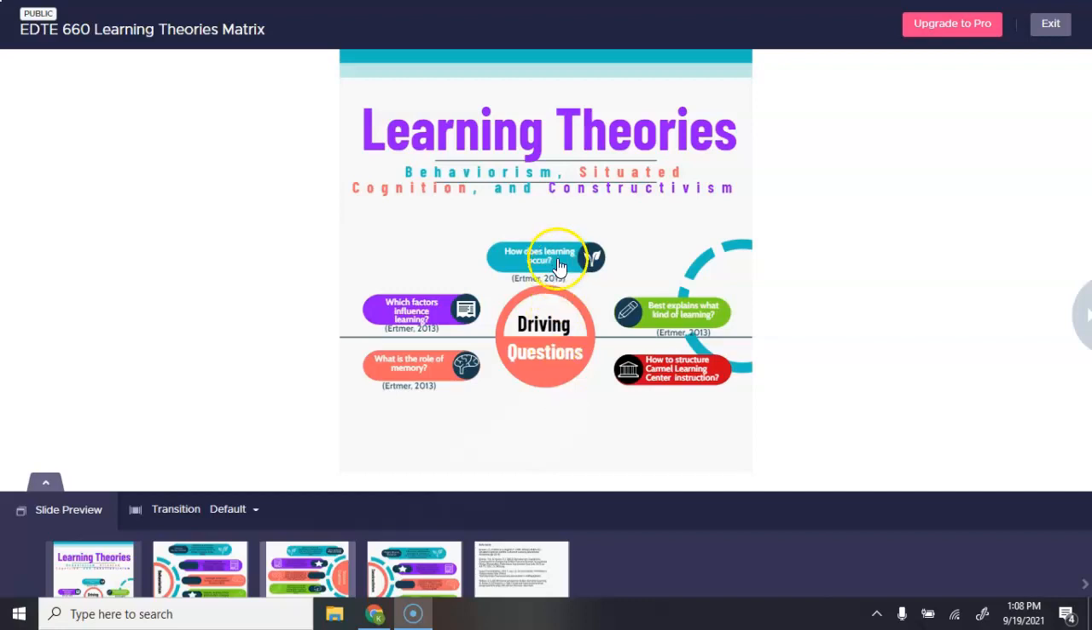Those questions are: how does learning occur? Which factors influence learning? What is the role of memory? The theory best explains what kind of learning, and how can Carmel Learning Center structure its instruction to be consistent with the learning theory? Each question is given a color and its own specific icon, and those colors and icons are consistent throughout the graphic.